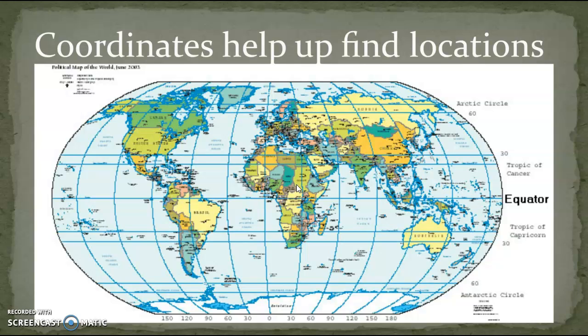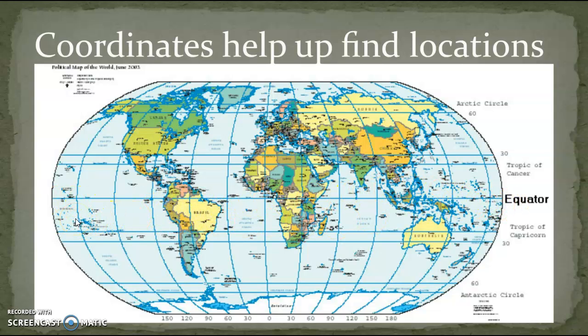Coordinates help us to find locations. You can see here on our map of the globe. This is a political map of the world. The way I know that is if you look at the title, it's a little fuzzy, but it says political map of the world. Looking at this, you see lines going across the map, kind of flat, and then we also have lines that go up and down. The lines going up and down are called longitude lines. And then we have latitude lines, which go across like this.